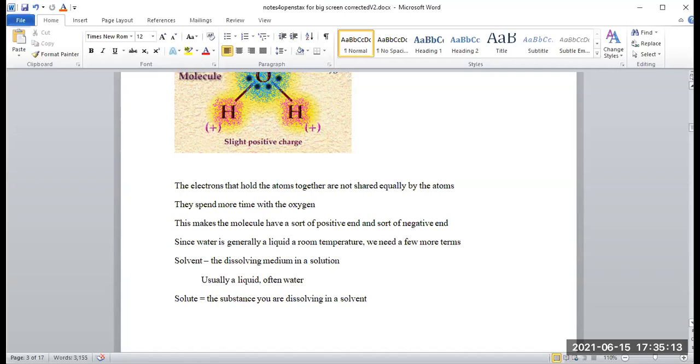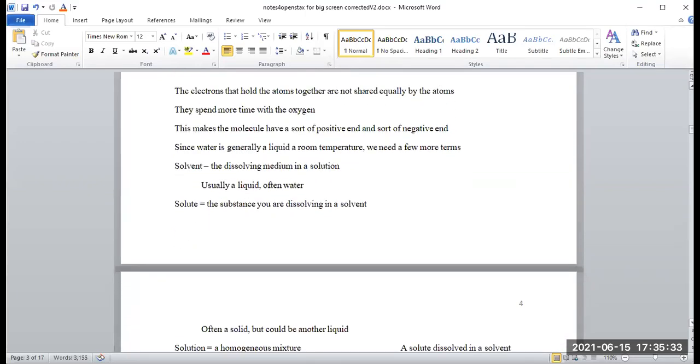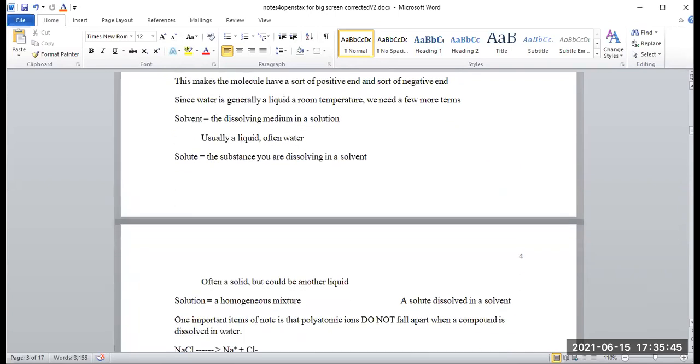Solvent being the dissolving medium in your solution. So if you are making Kool-Aid, okay, the water is your solvent and the Kool-Aid powdery stuff is your solute, okay? Most of the time we tend to think of solutes as things that could be or should be solid. They don't have to be, okay?